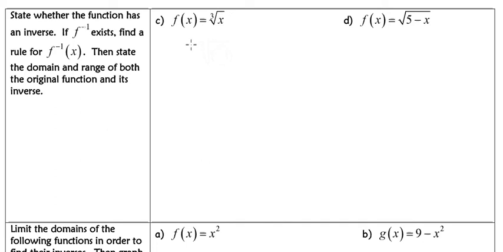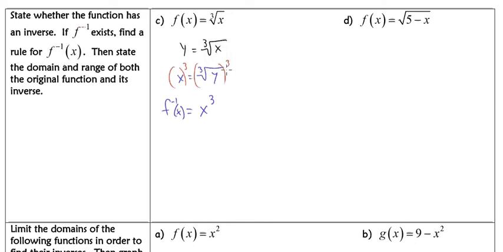I'm going to write it as y equals the cube root of x, and swapping our x and y, x equals the cube root of y. Now solve for y. Let's cube both sides, and that gives us y equals x cubed, and really not y, but f inverse of x. All right, so there's our rule.